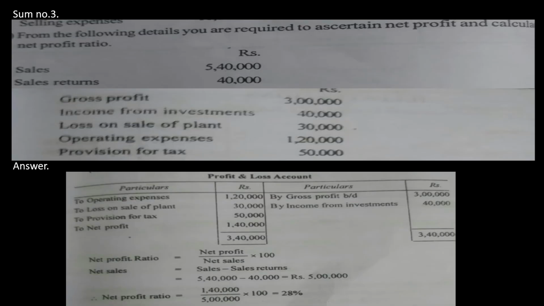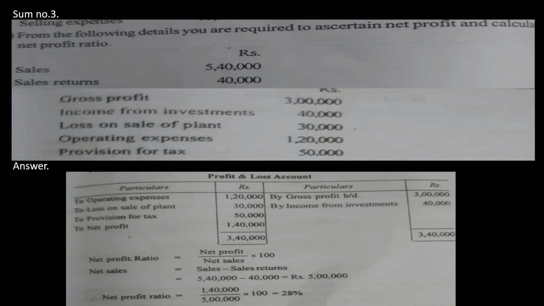one, you are asked to find the net profit ratio again. So you have been given sales minus sales return, and gross profit is there. Then income from investment, which means it should be on the credit side of your P&L account, not on the debit side. Income means it should fall on the credit side of your P&L account. Loss on sale, operating expenses, provision: these are the debit side expenses. So you start from the gross profit. You prepare only the P&L because we need only net profit, not gross profit. Gross profit is already given there, 3 lakh, on the credit side. Income from investment on the credit side, then everything else, the operating expenses, loss on sale, provision for tax, on the debit side. The final answer will be the net profit.